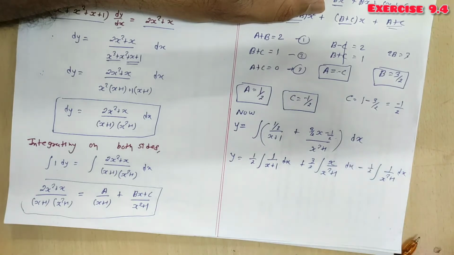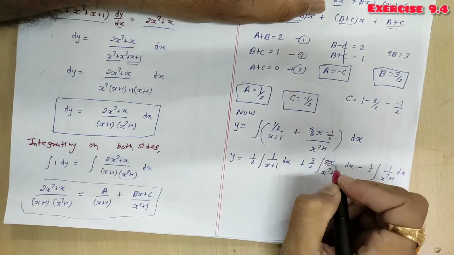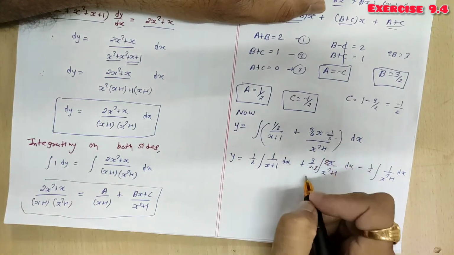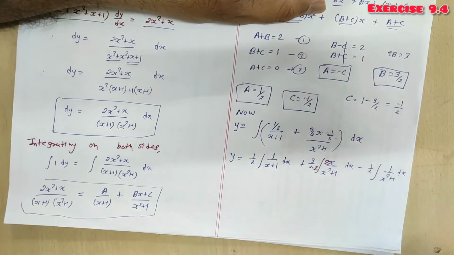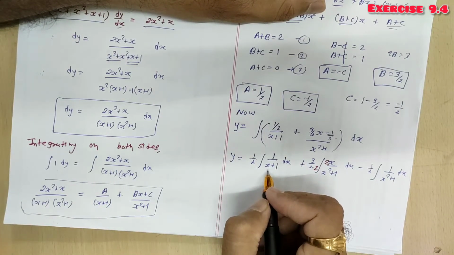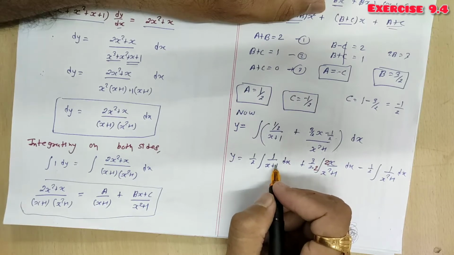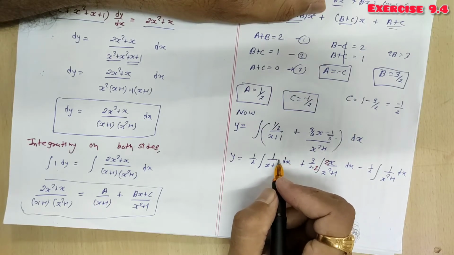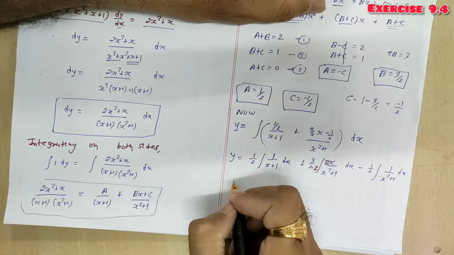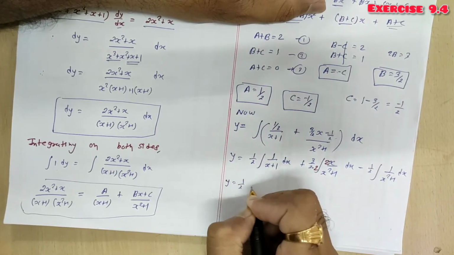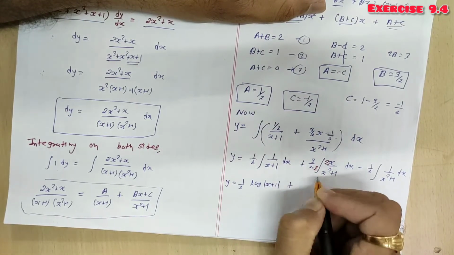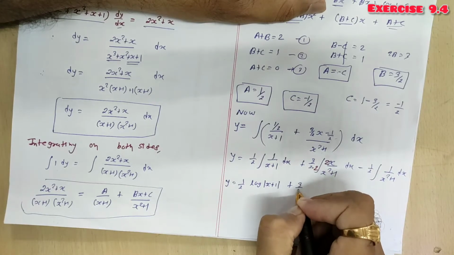So multiply this one with 2. Here we have to multiply by 2. So 2 twos are 4. Done? So this will be 3 by 4. So now we can apply the formula. 1 by 2 upon x plus 1. If we take x plus 1 equal to t, we get dx equal to dt. So it's 1 upon t dt. So log mod t. So integration of this one, y equals 1 by 2 log mod x plus 1 plus this one 3 by 4.